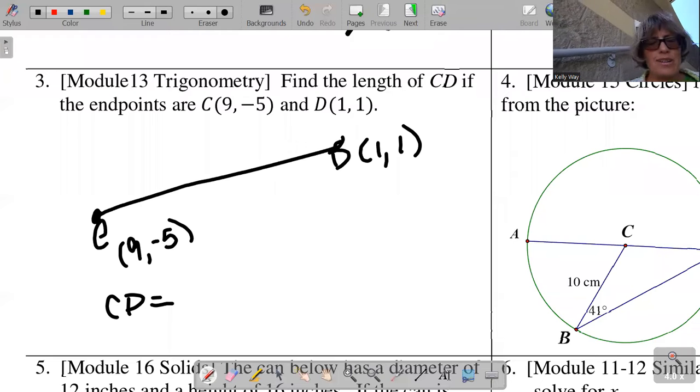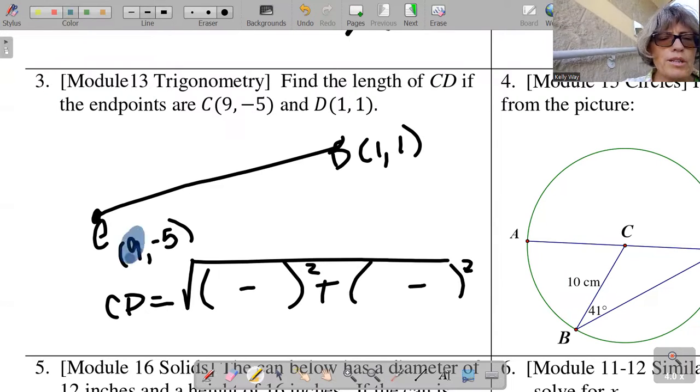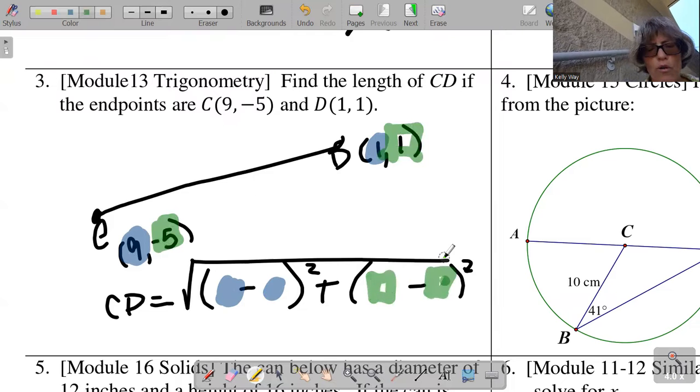We need the distance equation. You just pop your x's in here, and you pop your y's in here, and you solve accordingly.